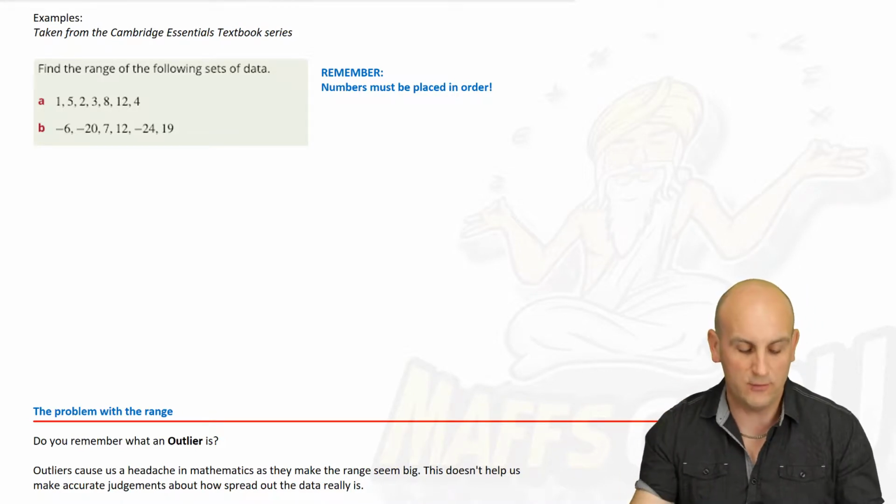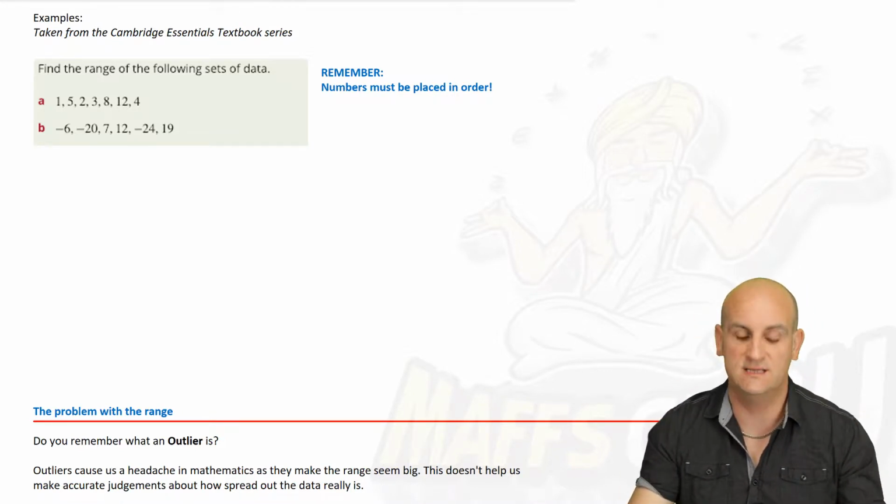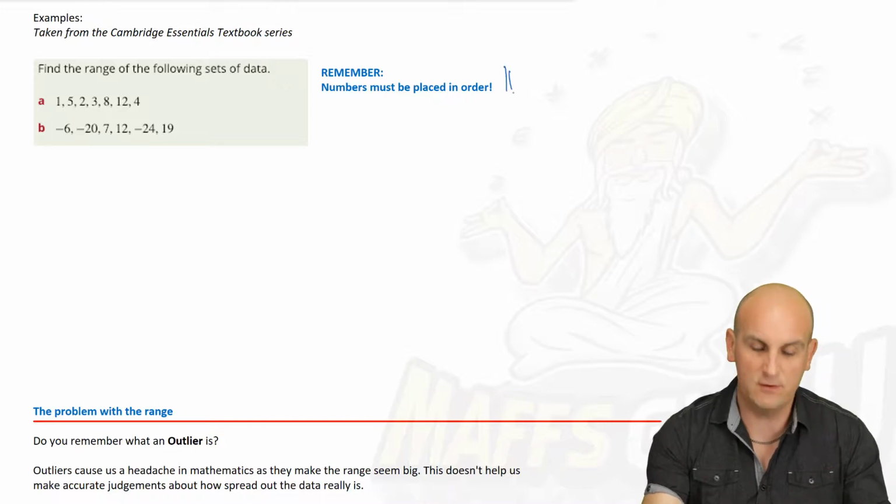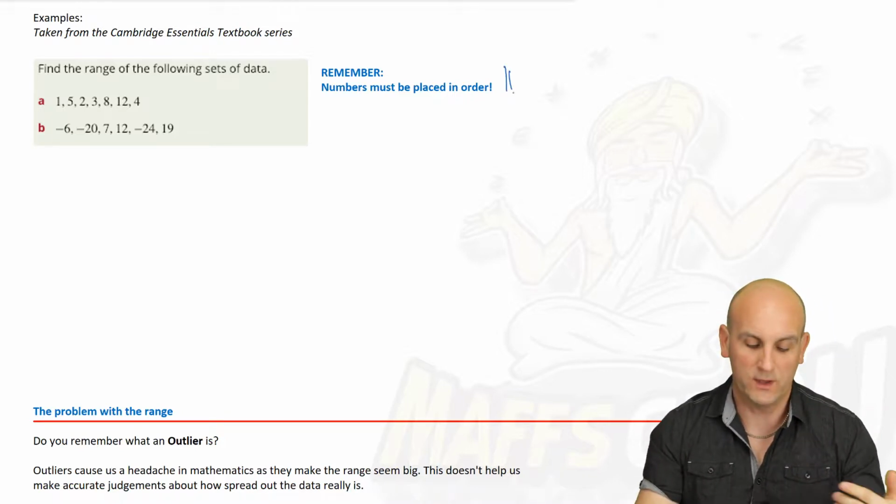Hopefully, I'm doing you guys proud. But it says, find the range of the following sets of data. So, nice and easy. Remember, because we don't want to be tricked, we're going to put the numbers in order first.